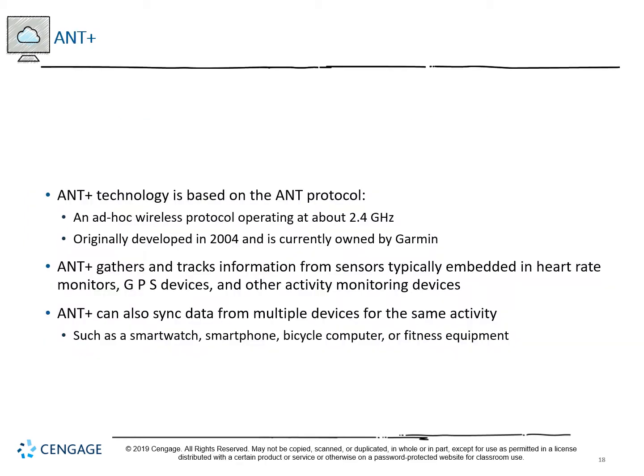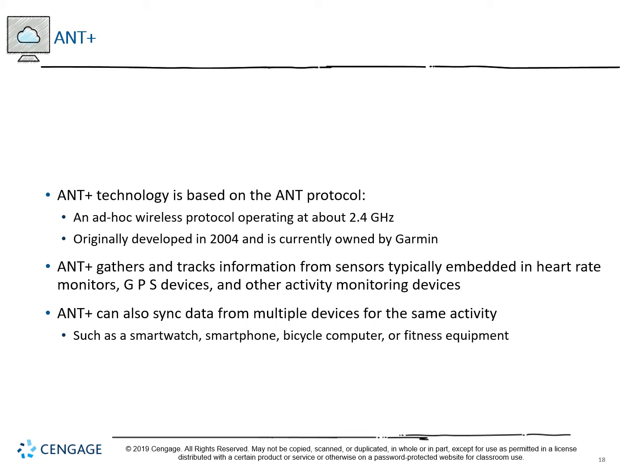ANT+, or ANT Plus. The ANT protocol was an ad hoc wireless protocol currently owned by Garmin and developed in 2004, operating at about 2.4 gigahertz. So it's around the same range as Bluetooth. Now, this is a fixed frequency protocol, and it gathers and tracks information from sensors embedded in things like heart rate monitors, GPSs, or other activity monitoring devices.